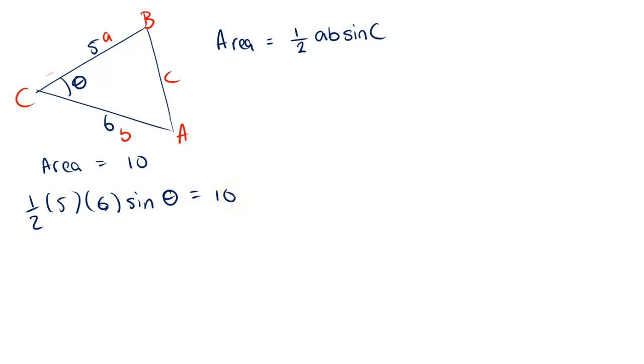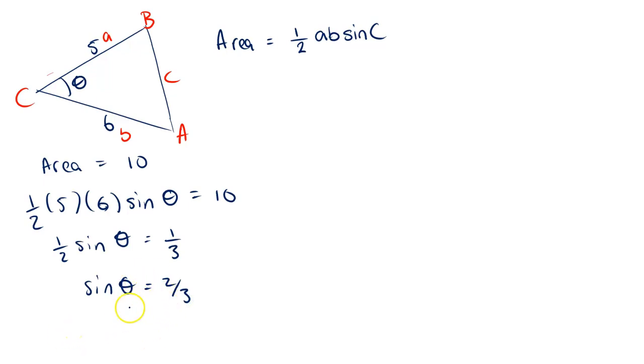And again, step by step, we can divide 10 through by 5, and that will give us 2. We can divide that by 6, and I will get 1/3. So I have a half sine of theta is equal to 1/3. And then lastly, dividing 1/3 by a half, which is the same as 1/3 times 2, I have sine of theta is equal to 2/3.